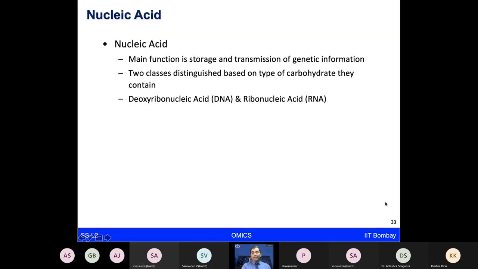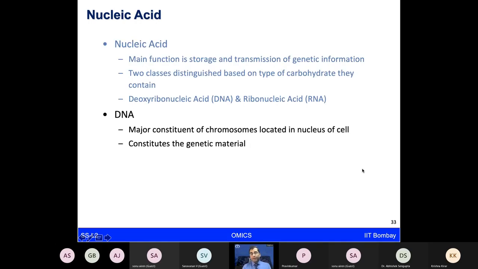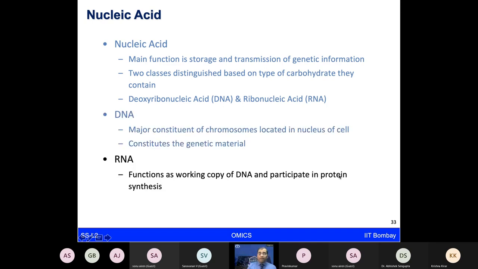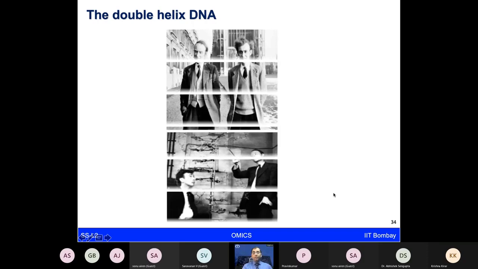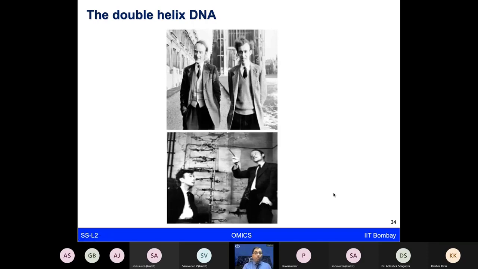So briefly about nucleic acid, which I have been mentioning to you inside the nucleus. We have two major molecules. One is deoxyribonucleic acid or DNA, the other is ribonucleic acid or RNA. DNA is the major component that constitutes the genetic material located in the chromosomes. RNA is the functional copy of the DNA. So all the information from the DNA which is required for the functional activities is synthesized and comes into the RNA form, and from there RNAs are going to participate in protein synthesis. The double helix DNA structure was defined by Watson and Crick.